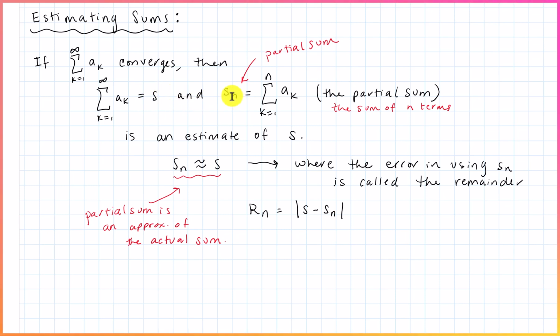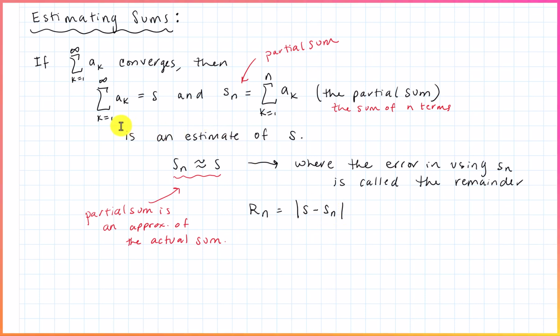And if we have used a partial sum, s sub n, the sum of the first n terms, as an estimate, then what we call the error or the remainder is the difference between the actual sum and the partial sum that we've used.